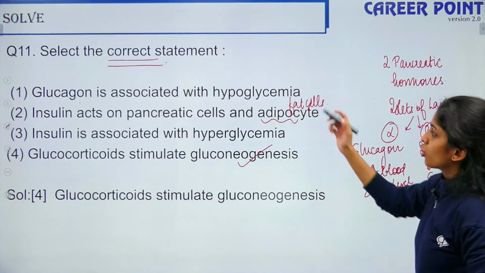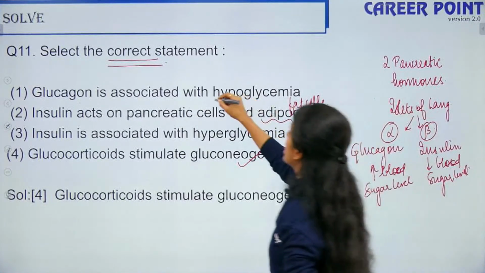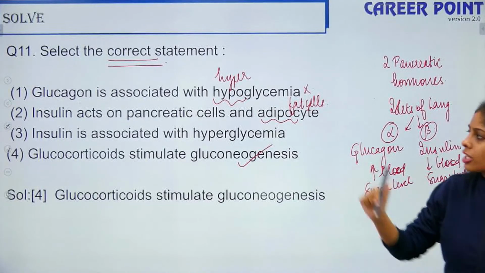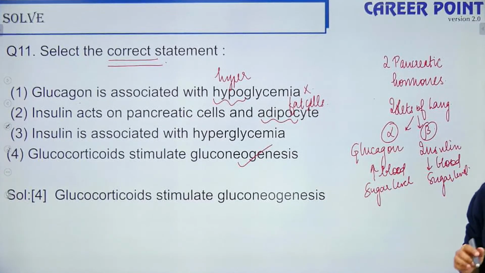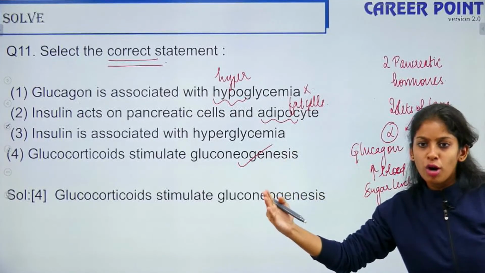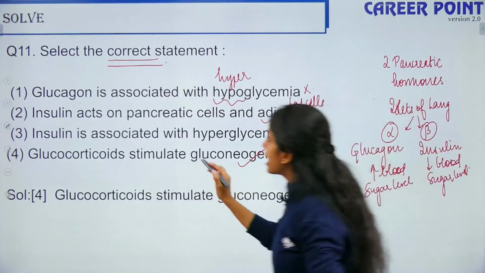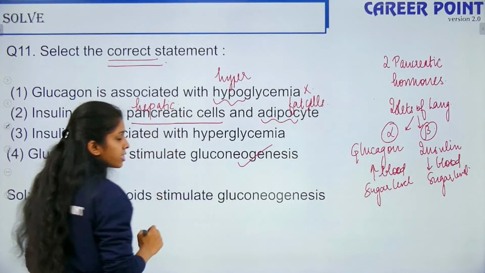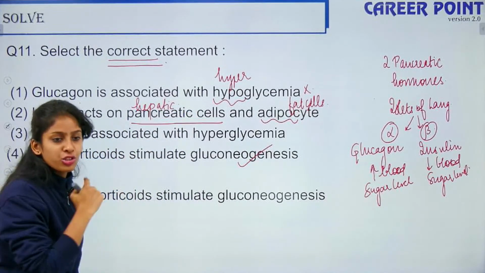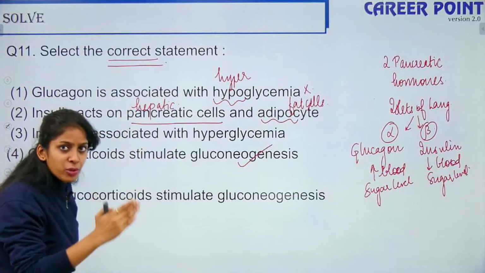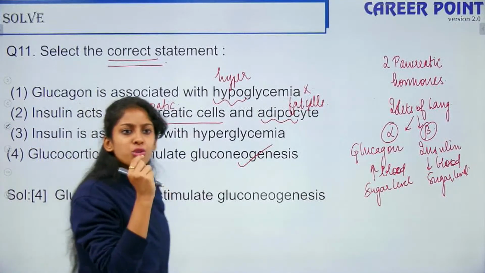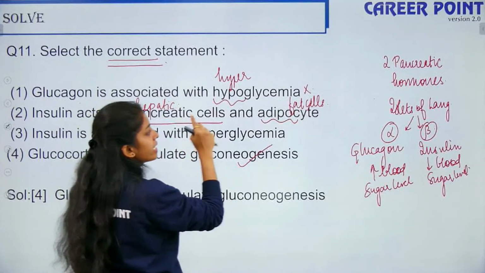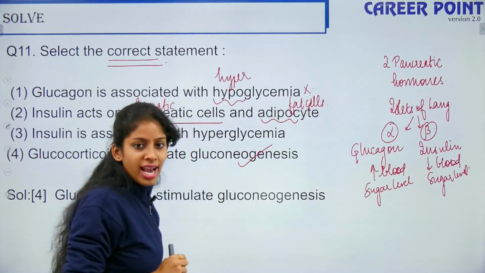Okay, yes. So glucagon is associated with hyperglycemia because it increases blood glucose level. So this is wrong. Your insulin decreases blood sugar level by converting glucose into the stored form, that is glycogen, but not in pancreatic cells, but in hepatic cells and your adipocytes. So this is where you can store your glycogen, right? So your insulin reduces blood glucose level. How? The unused glucose is getting converted into glycogen and it is stored inside your hepatic cells and your adipocytes. Alright, yes?